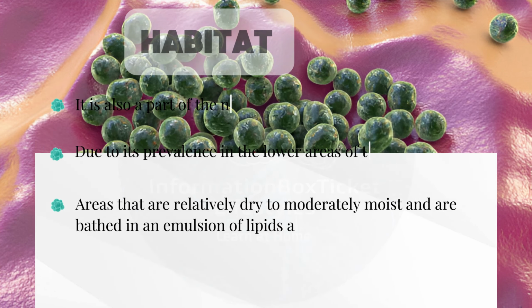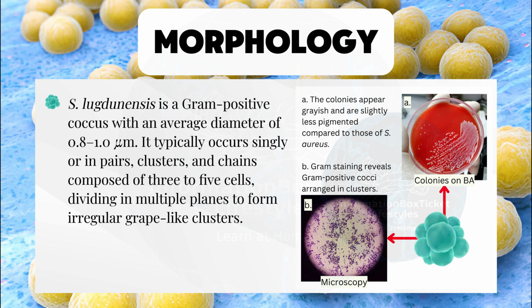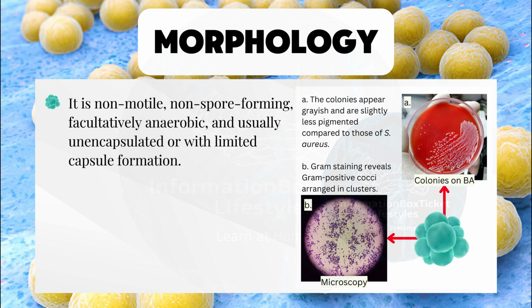Morphology of Staphylococcus lugdunensis. Staphylococcus lugdunensis is a gram-positive coccus with an average diameter of 0.8 to 1.0 micrometer. It typically occurs singly or in pairs, clusters, and chains composed of 3 to 5 cells, dividing in multiple planes to form irregular grape-like clusters. It is non-motile, non-spore-forming, facultatively anaerobic, and usually unencapsulated or with limited capsule formation.